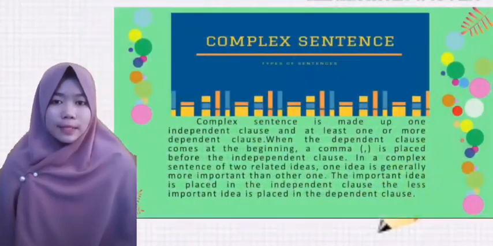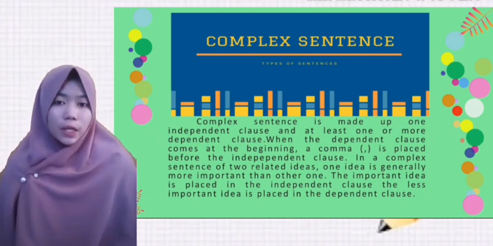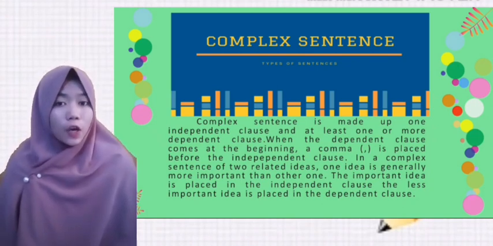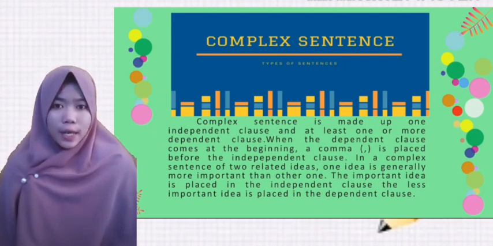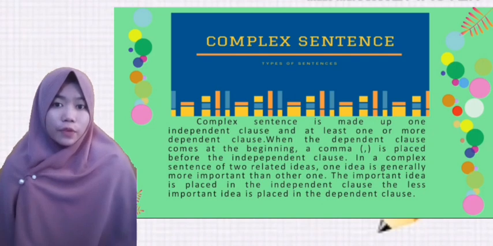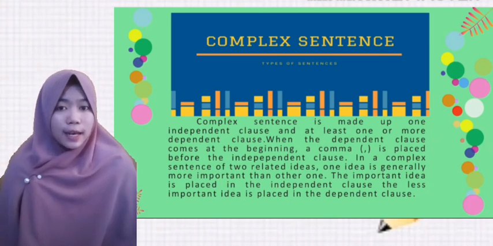A complex sentence is made of one independent clause and at least one or more dependent clauses. When the dependent clause comes at the beginning, a comma is placed before the independent clause. In a complex sentence of two related ideas, one idea is generally more important than the other. The important idea is placed in the independent clause. The less important idea is placed in the dependent clause.